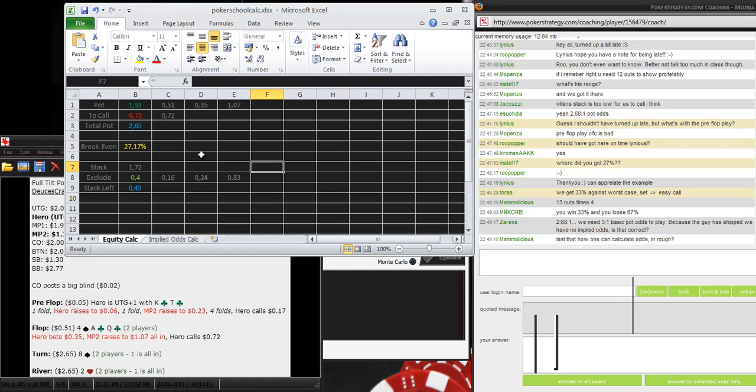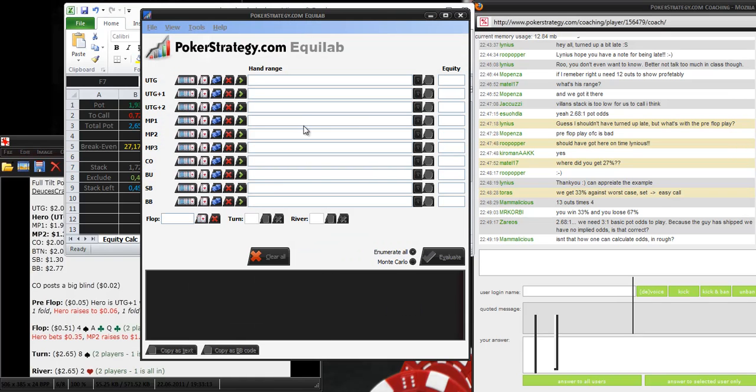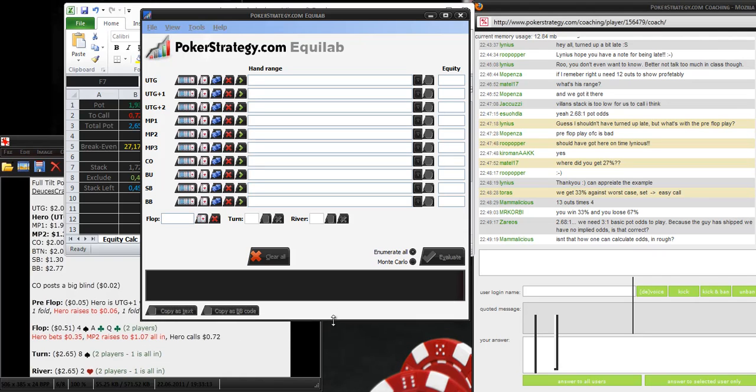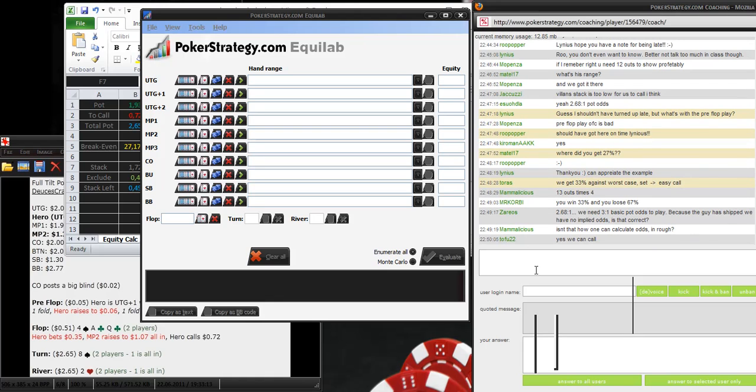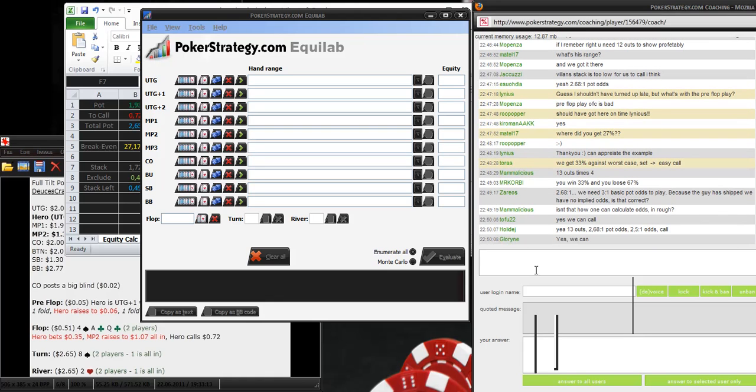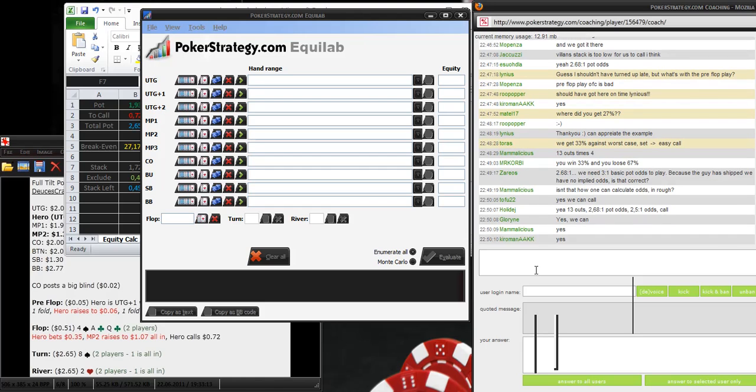But for equity we can use it in tools like Equilab. And now we will get to see if we can call it correctly. So I still didn't get any answers actually. What do you guys think? Are we able to call, is it profitable? Yes, we can.